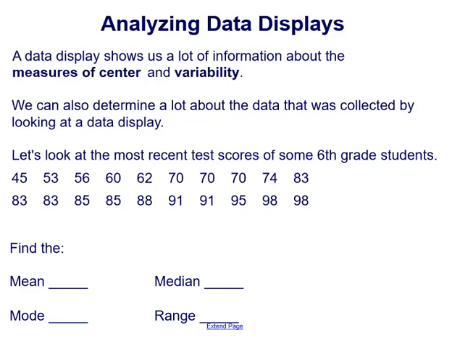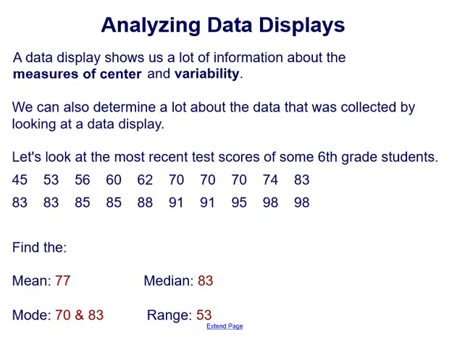We have the most recent test scores of some 6th grade students. First, let's find the mean, median, mode, and range. The mean is 77, that's the average, finding the sum of all those numbers and dividing by how many there were. The median is 83, that's the middle number when all of the numbers are lined up from least to greatest. The mode is 70 and 83. 70 and 83 occur more times than any other data value. And then the range, which is the maximum minus the minimum, is 53.